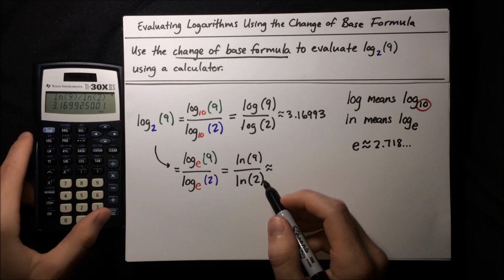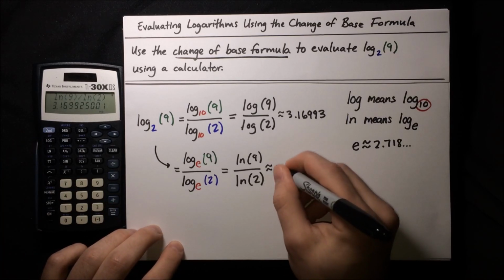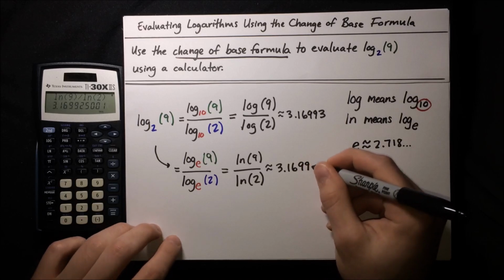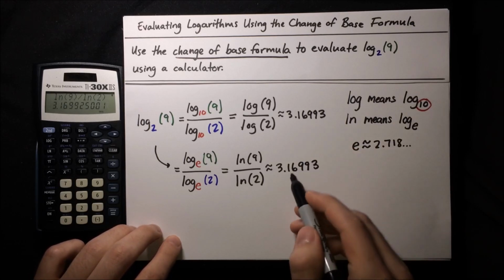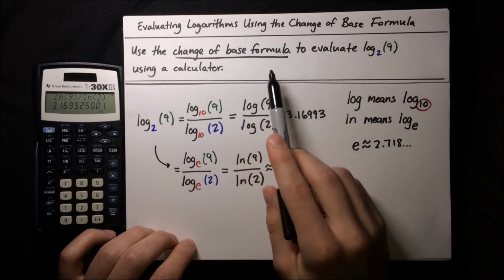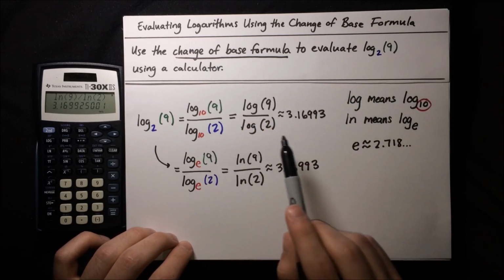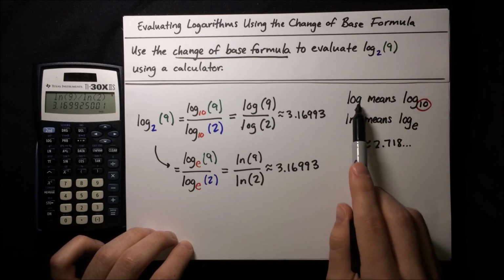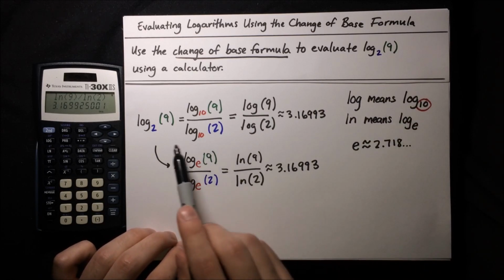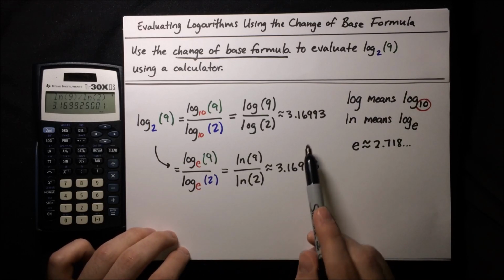And what's the result there? Well, it's exactly the same. 3.1699925, let's round it to 3. Yeah, our results are exactly the same. So when using the change of base formula to compute logarithms on the calculator, it doesn't really matter whether you use log, meaning log base 10, or natural log, meaning log base e. Either one will give you the correct result. It's just a matter of preference.